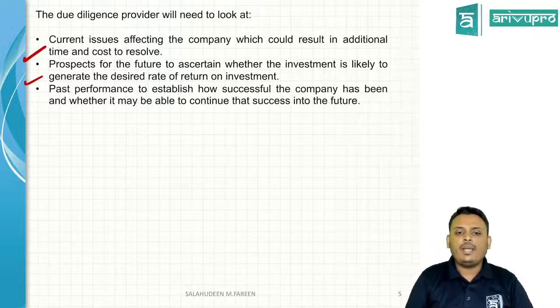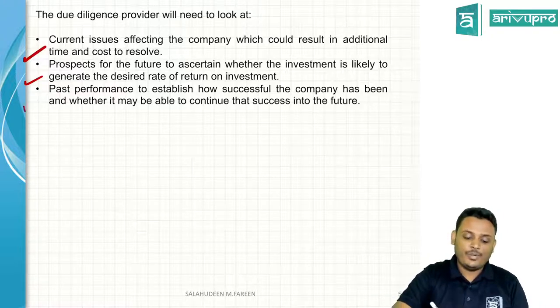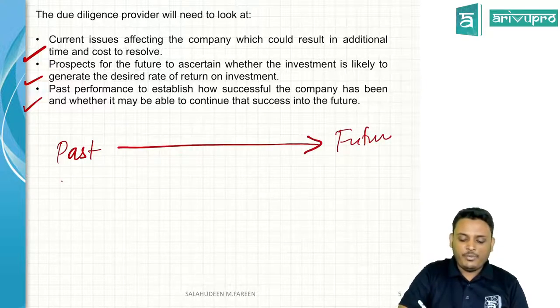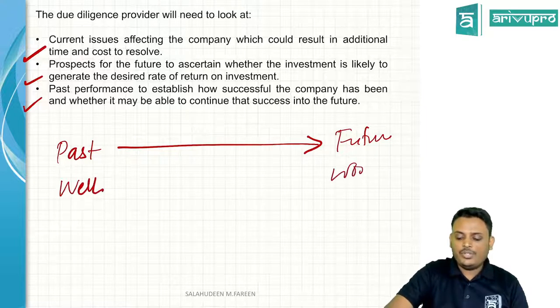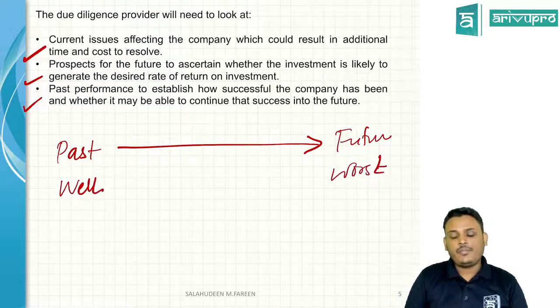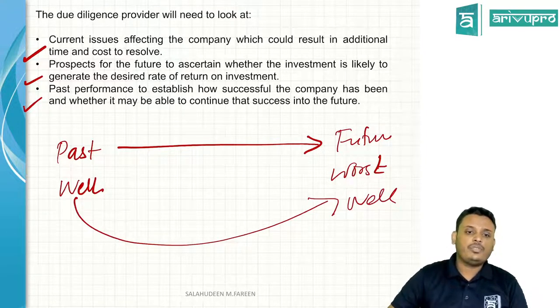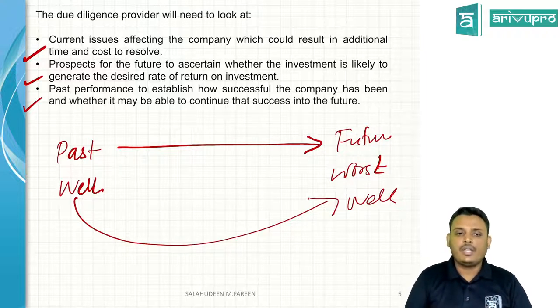Past performance, to establish how successful the company has been and whether it may continue that success in the future, is also important. If you're looking only at the past, sometimes the future gets affected. It might have performed well in the past, but the future becomes worse. So you should focus on whether it will continue like in the past. These also need to be assessed in the due diligence. So the advisor or the provider of due diligence looks at this matter in detail. Very, very important, right?